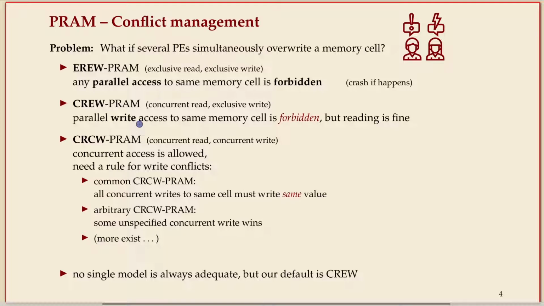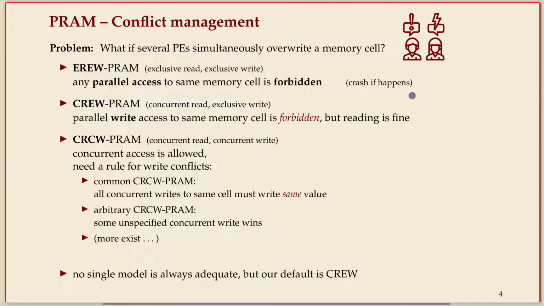If you think about it for reads, it's actually not so controversial. What should possibly go wrong if they both read the same location? They will read the same value. Not much harm done. So the CREW PRAM allows concurrent reads, but enforces exclusive writes. That kind of still has no problem. Just the writes cannot go to the same location at the same time.